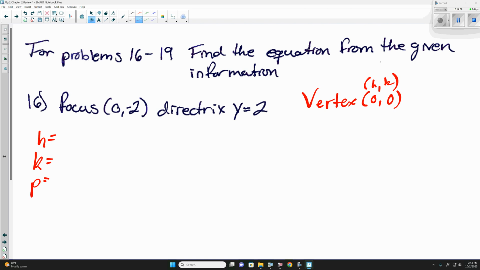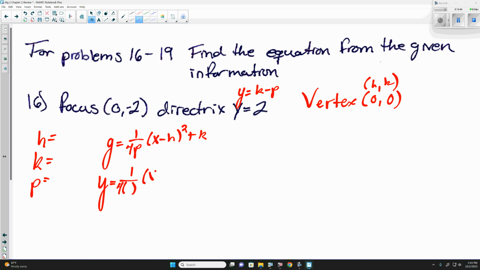Now, directrix is kind of nice because it tells us almost immediately which one we have. Y equals 2. So the general equation is y equals 1 over 4p times x minus h squared plus k. Because in the two forms, directrix is either y equals or x equals. We don't have to look any further than that. So we can plug the zeros in. So we have 1 over 4p times x minus 0 squared plus 0.